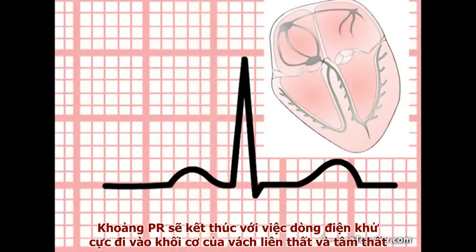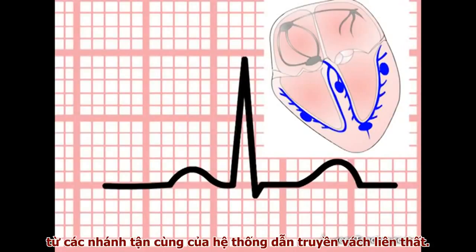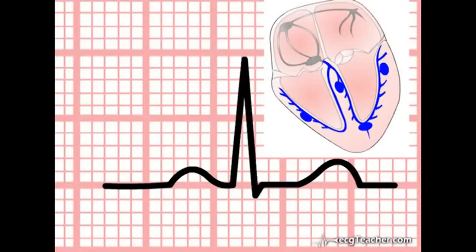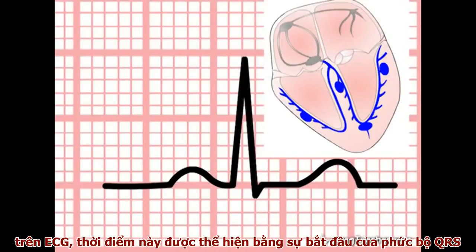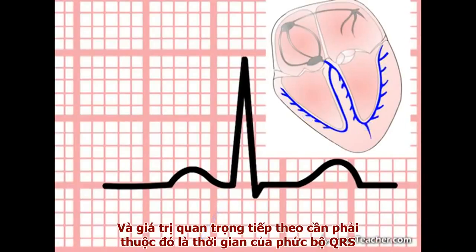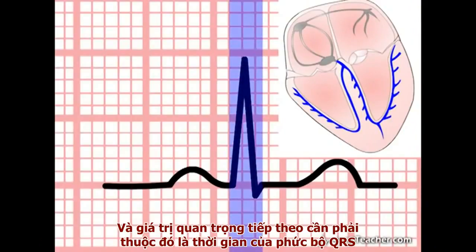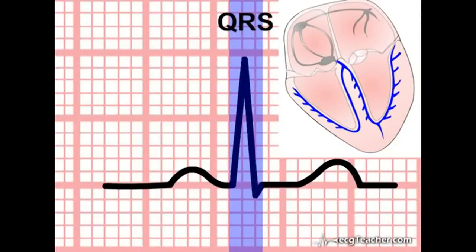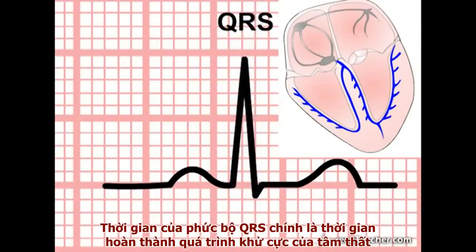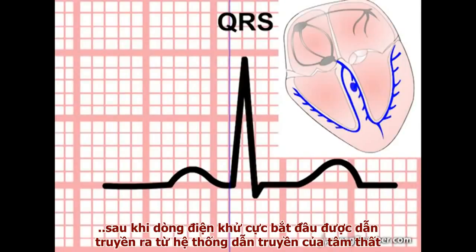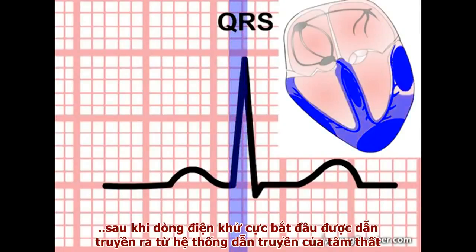The PR interval ends with the release of current into the main muscle mass of the septum and ventricles from the terminal branches of the intraventricular conducting system. On the ECG, this point is marked by the onset of the QRS complex, and the next key value we need to learn is the duration of the QRS complex. The duration of the QRS complex represents the time taken for ventricular depolarization to be completed following the release of depolarizing current from the conducting system.